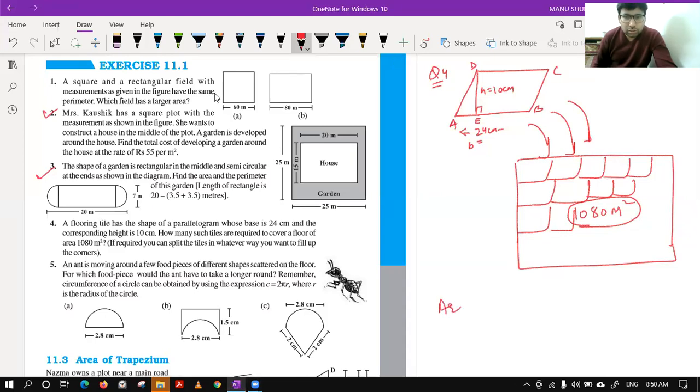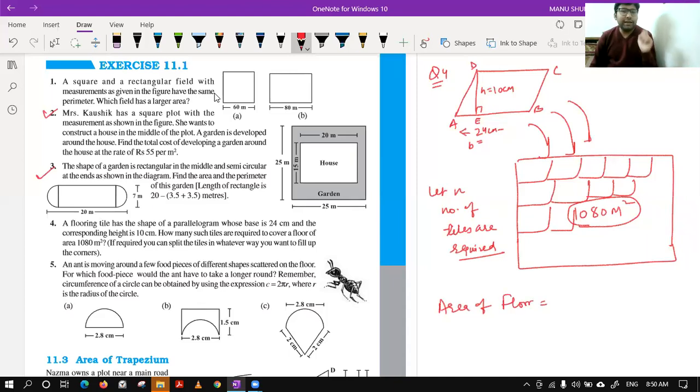So we can say area of floor is equal to what? Please tell. Let n number of tiles be required. I have taken a variable. Tell me the story that we will write. If n tiles are required, what should be the statement for this one? Area of floor is equal to what?